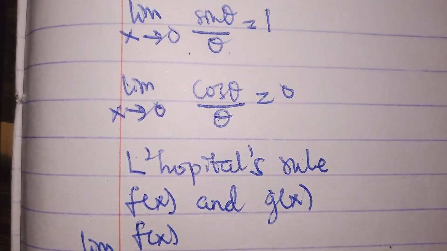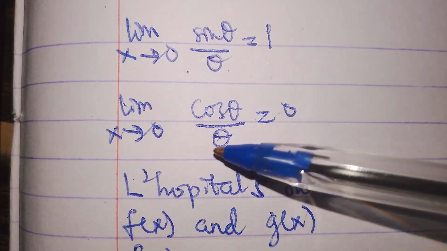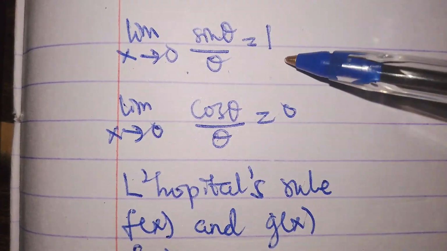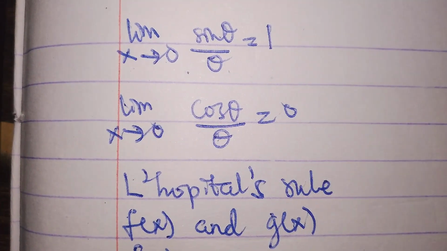If you are getting an undefined answer, you can use L'Hopital's rule to solve that particular limit. So that's what we are coming to prove: the limit as x approaches 0 of sine theta over theta, which is equal to 1, and the limit as x approaches 0 of cos theta over theta, which is equal to 0.